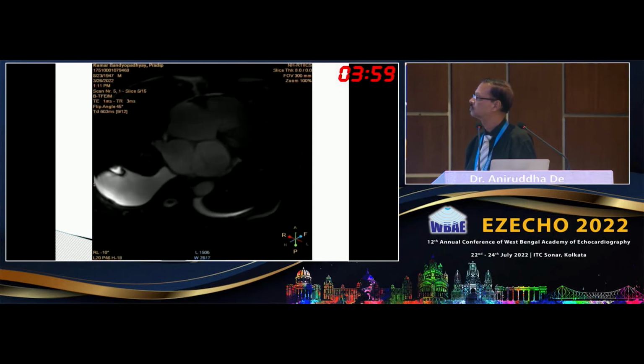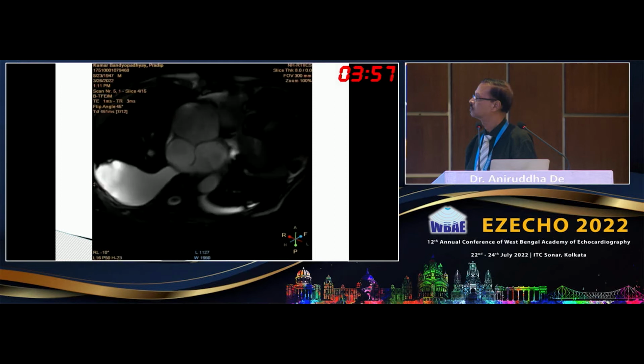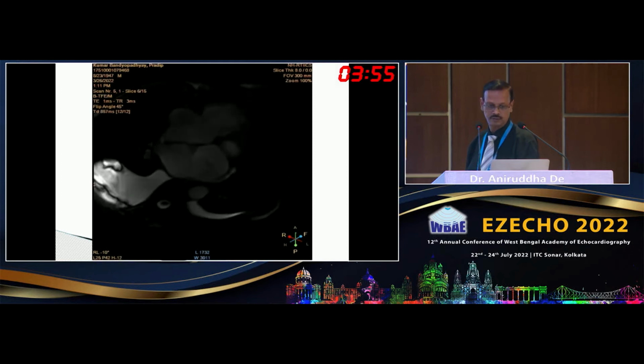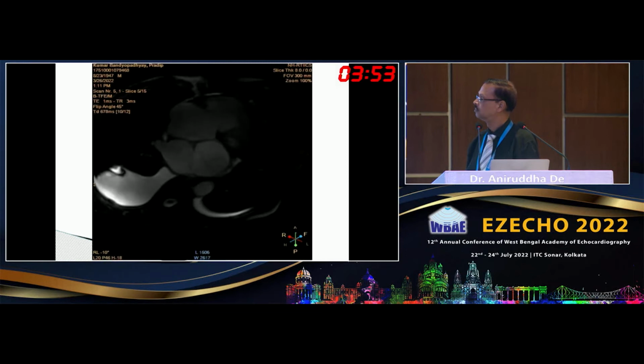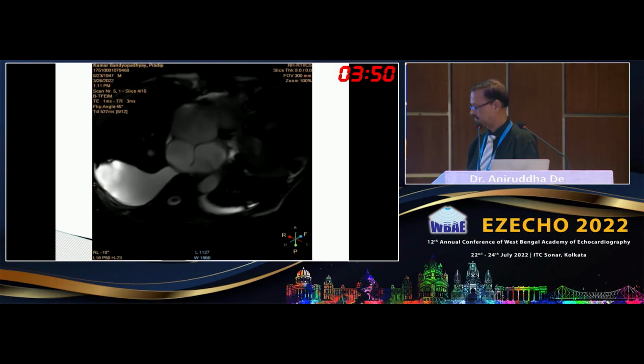So that itself is the sign of cor triatriatum. Yeah, it's a diagnosis. If this membrane was beyond the LA appendage, then you would call it supramitral ring also. You will call it supramitral ring in that case.